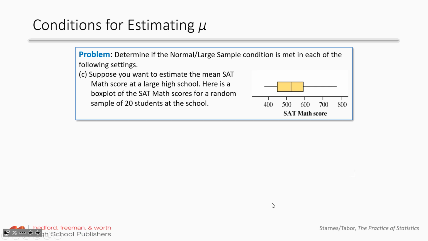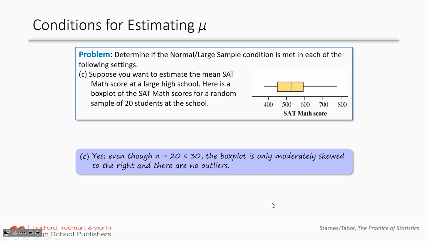All right. Suppose you want to estimate the mean SAT math score at a large high school. Here's a box plot of the SAT math scores for a random sample of 20 students. All right, 20, no good. Less than 30 is my sample size, right? They don't tell me anything about the shape of the population, but when I make a box and whisker of the sample data, it definitely has a little bit of a skew to it, but the median is almost perfectly centered between the first quartile and the third quartile.